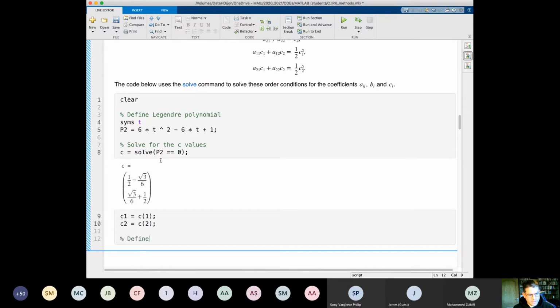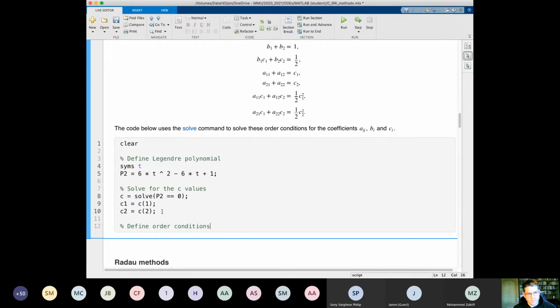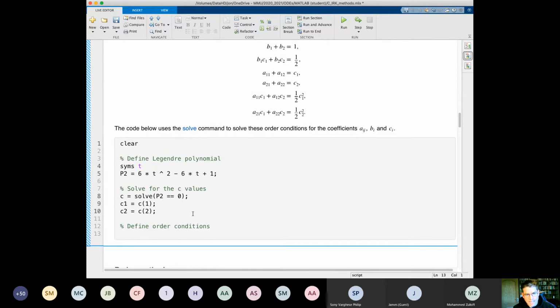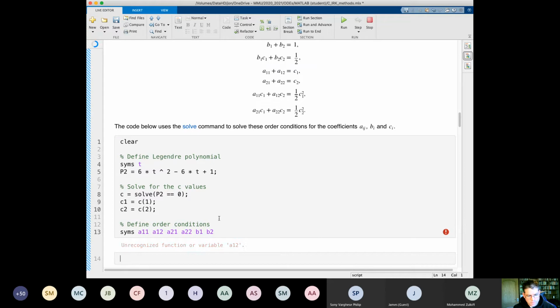And now we're going to have to define the order conditions, which we've got up here. Okay, so these are 6 order conditions. So I'm going to define them in MATLAB. So first I have to specify that all our A and B values are symbolic variables. Okay, so notice there are no commas between these. If I tried to put a comma between them, it would just come back with an error. So when you list them, don't put a comma between them. And let's get rid of that error.